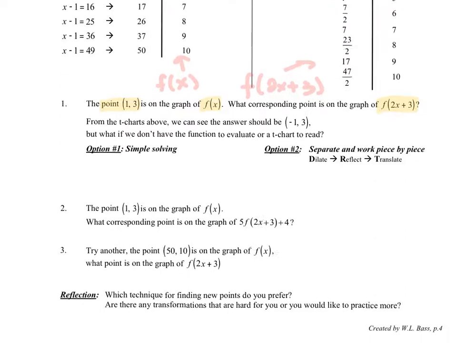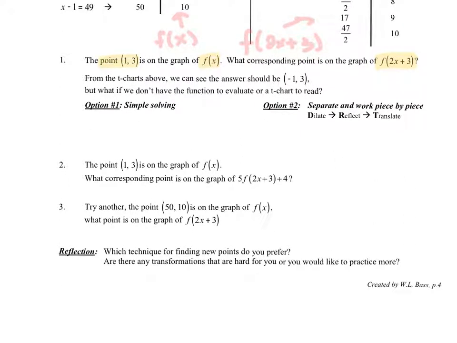So we're going to look at two methods. The first method is going to be the easiest method, I think, and then the second method will help you understand the first. So option 1 is what I call simple solving. If we simply take the x coordinate that we want to transform and the transformation that we want to apply, and we set those equal to each other, we'll have our 2x plus 3, and we set that equal to 1. We can solve that, and sure enough, we get that new x coordinate that we wanted. And since there were no vertical transformations on here, the original y coordinate can stay the same. So our new point is (-1, 3), which is exactly what we were expecting from our T-chart up above.